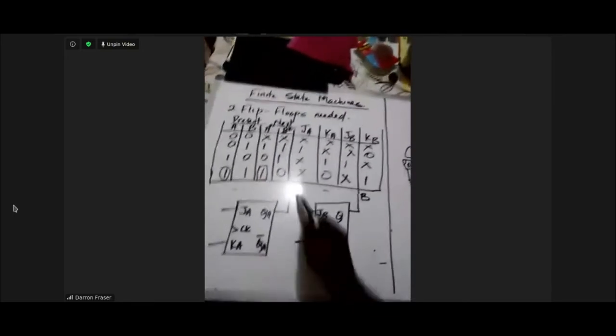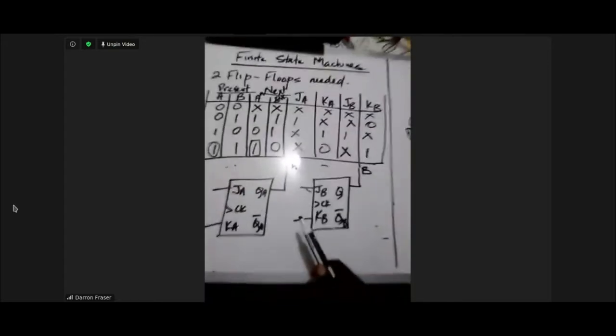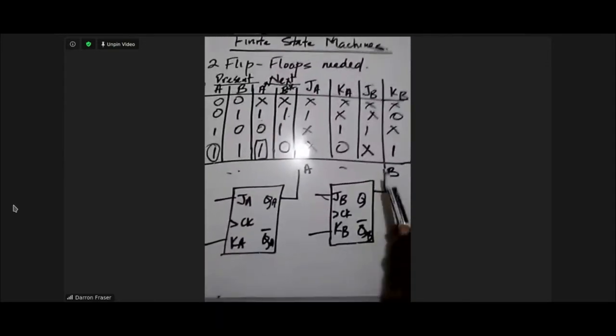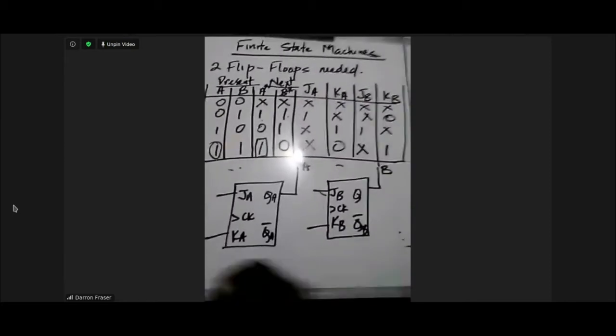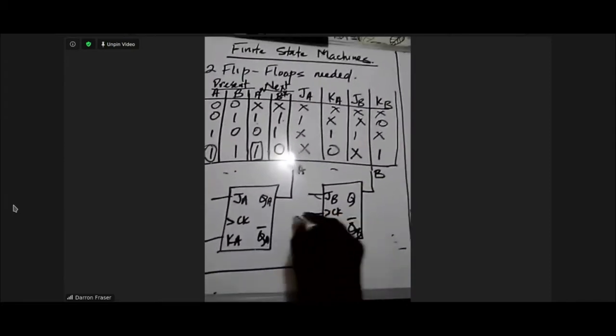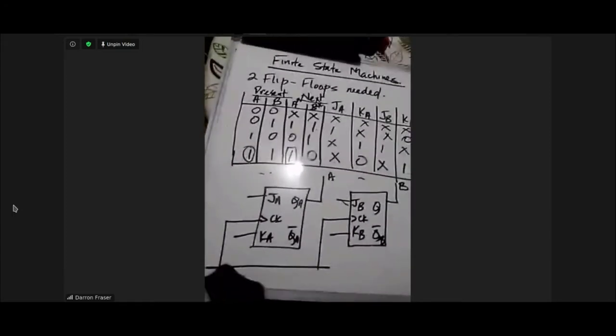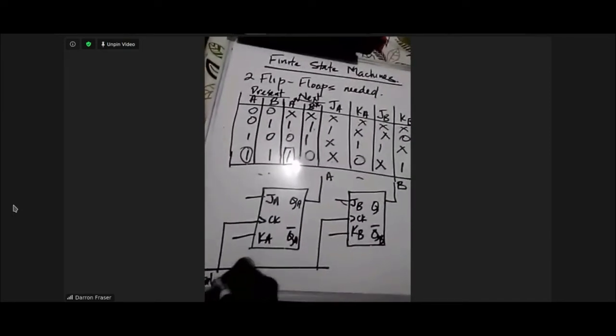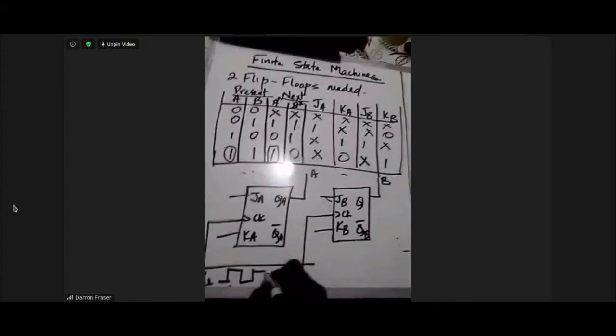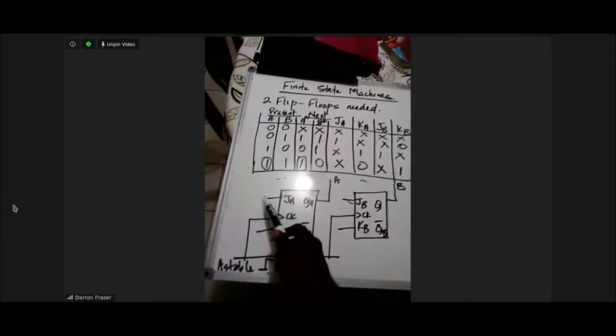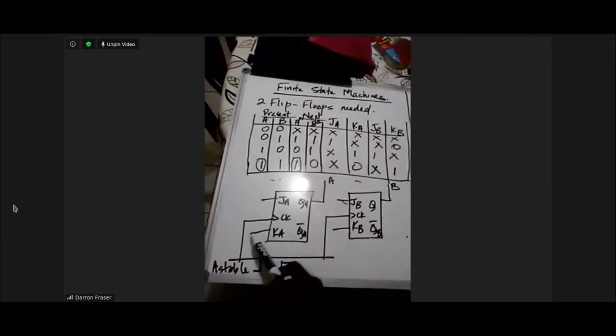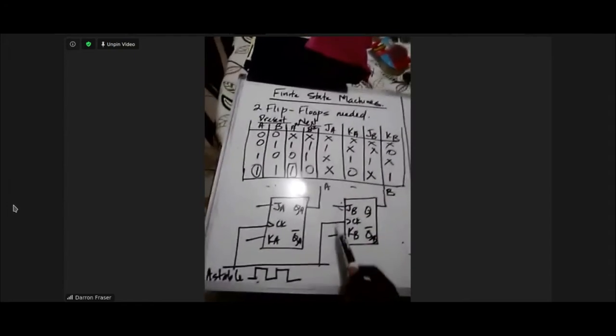All right. So the output of the first flip-flop we're calling A. The output of the second flip-flop we're calling B. And it's going to be a flip-flop with a clock attached. The clock is astable. And so we want to find out what we should input as JA, KA, JB, and KB.